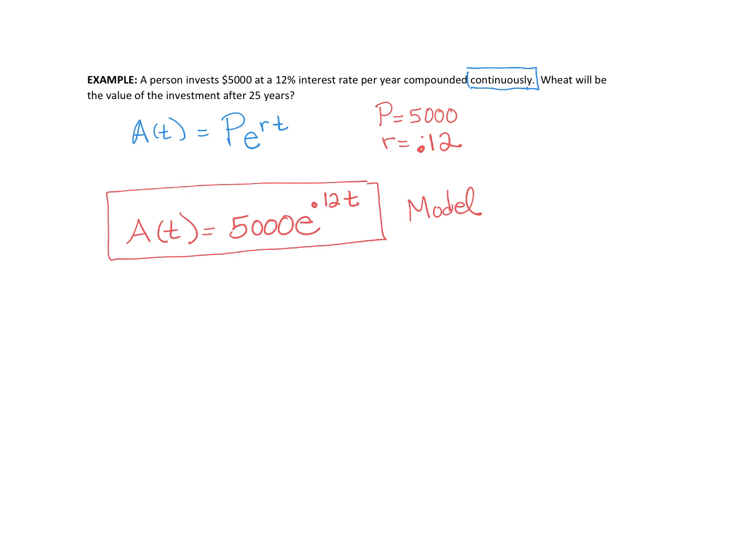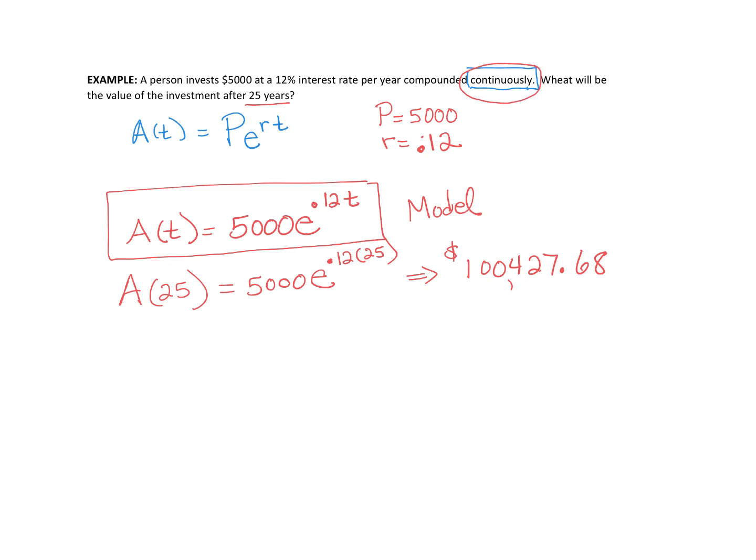And if we want to know the investment after 25 years, we would find A of 25. So in this case, 5,000 e to the 0.12 times 25. And your calculator will help you do that. In this case, we get 100,427.68. So we get $100,427.68. Keep in mind that this is the word that tells you what formula we're going to use. And I did notice that I have a little bit of a typo here. This should say what.